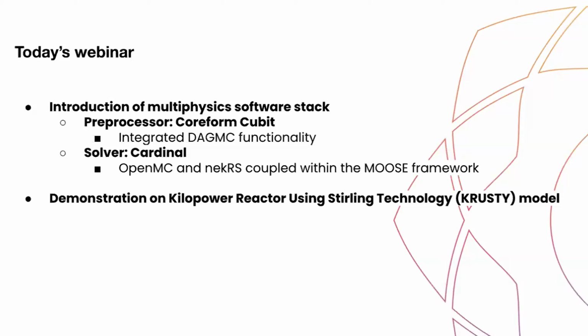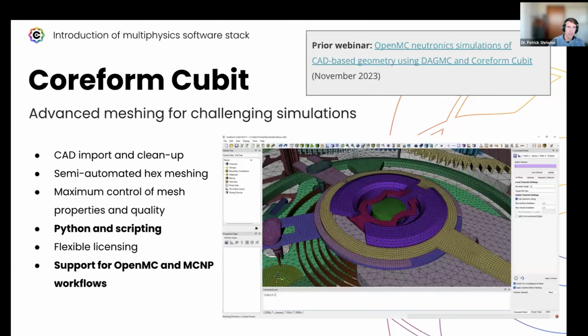And the demonstration model we'll be using is a representative model of the Krusty reactor, or the Kilopower reactor using Stirling technology. This is a spacefaring reactor for power on a spacecraft. And so we'll be doing all of this centered around Coreform Cubit as a preprocessor for a neutronics model and for a Cardinal model as well.